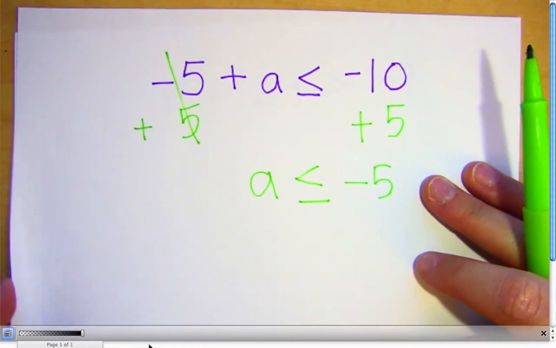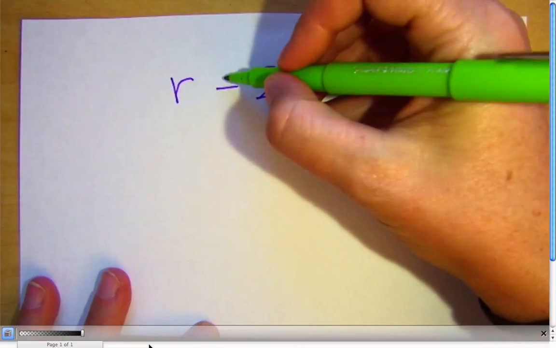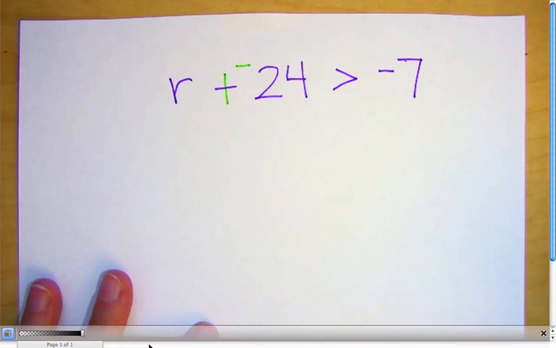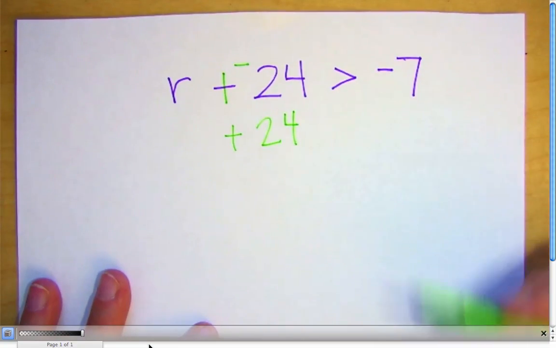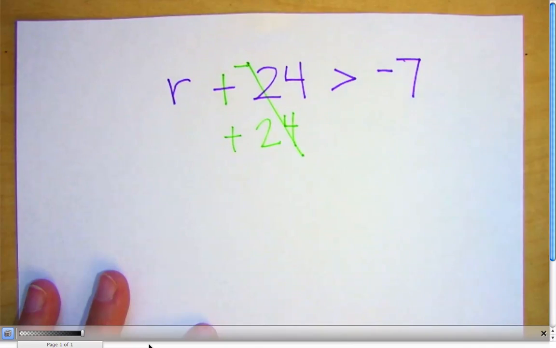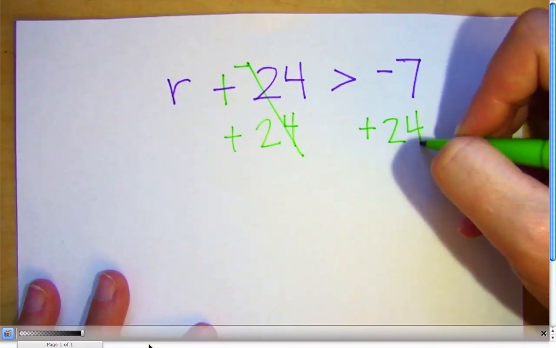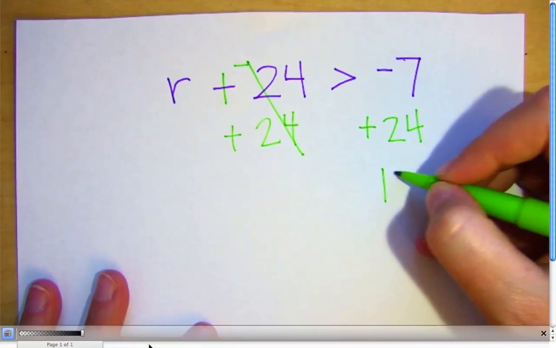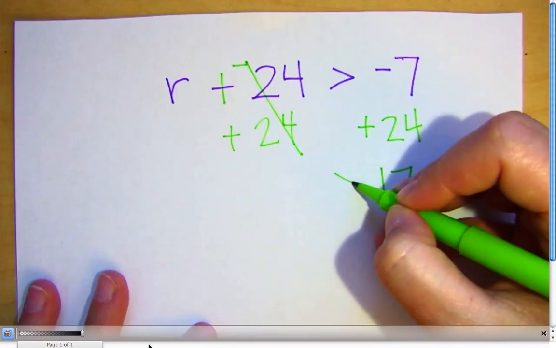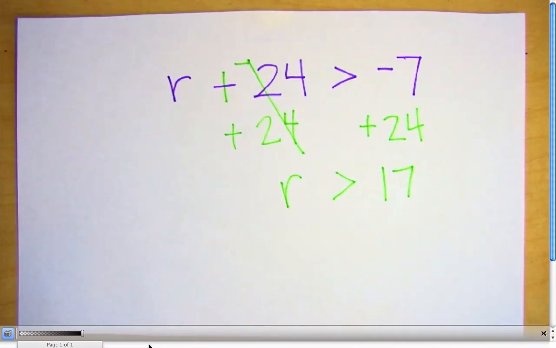All right, one last one to really show this. I have a minus sign again, so remember anytime I have a minus, I'm going to change it to plus a negative. So that means I'm adding positive 24 to get rid of my negative 24. Negative 24 and positive 24 are 0, so they go away. Equality property, I have to balance it out, so I add 24 also to this side. So negative 7 plus positive 24, that's going to be a positive 17. I keep my same inequality sign, and all that's left over here is an r. So that means r is anything greater than 17.